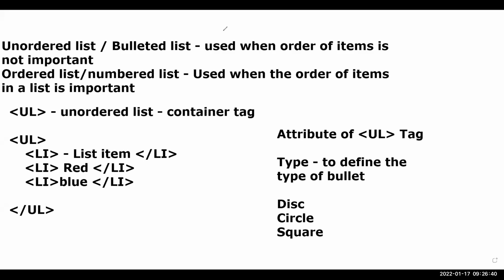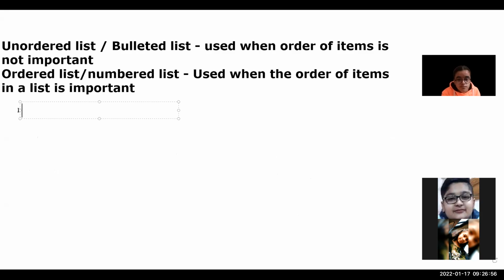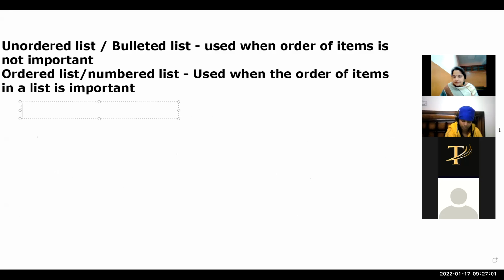Okay, now next we are going to do ordered list. Presently we had done the unordered list. Now we are going to do ordered list. What do you mean by ordered list? Where do we use the ordered list? Anyone? Where do we use the ordered list? Okay, what is the difference between unordered list and ordered list? Ma'am, can I tell? Yes.